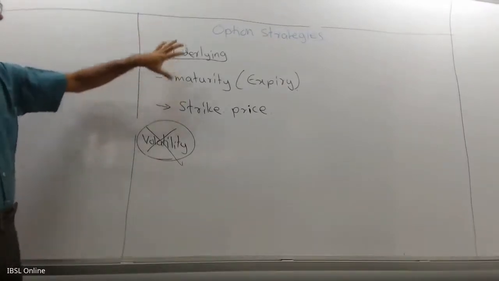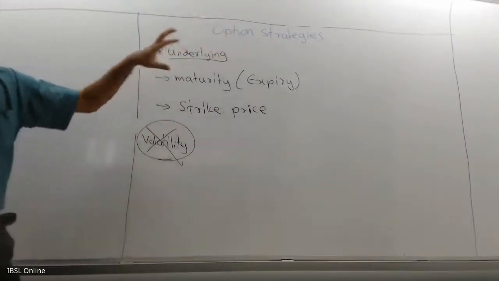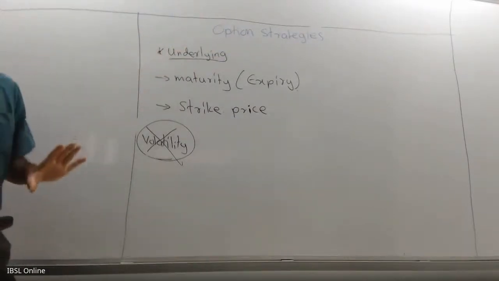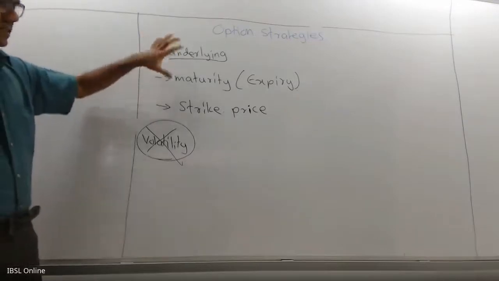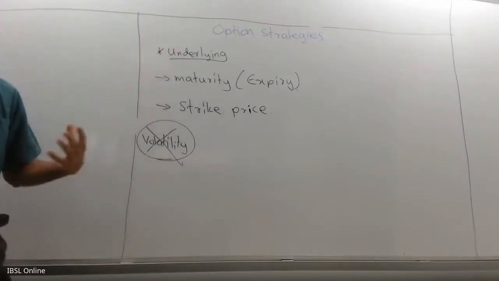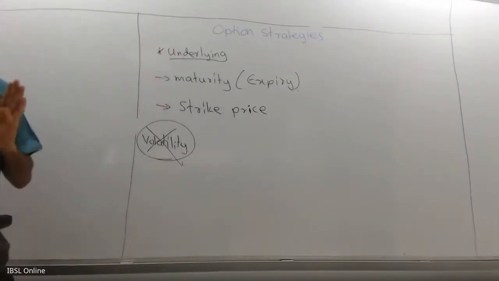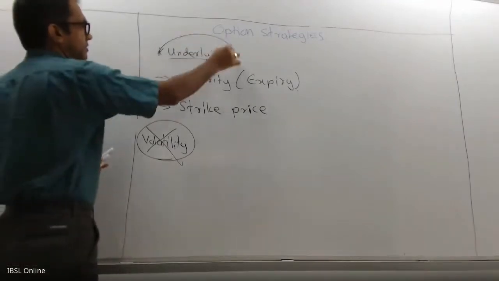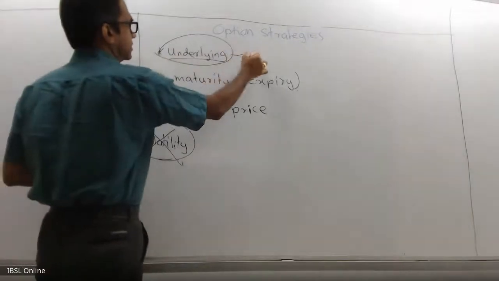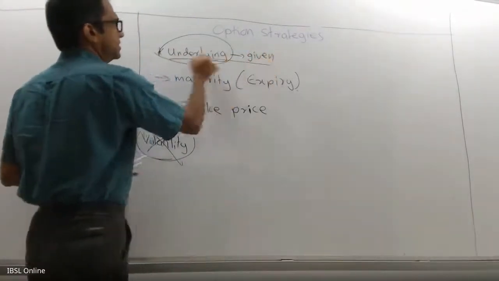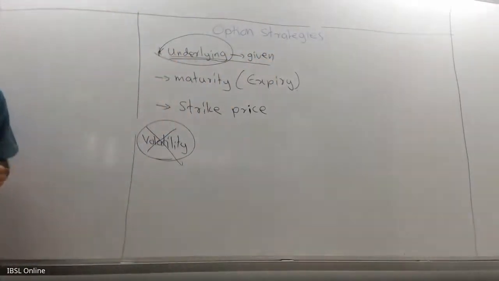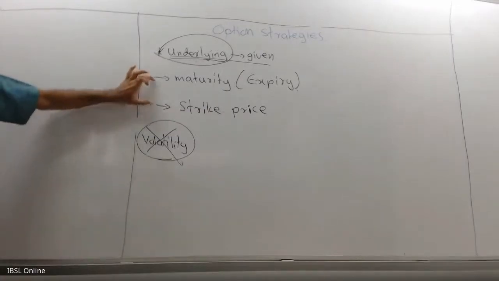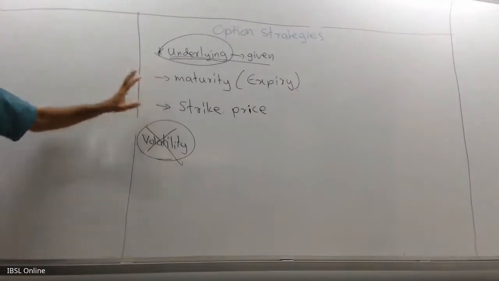So here, option strategy is whether it's a combination or a spread. It's not on two different underlyings, but on the same underlying. So therefore, this is also given. What the underlying is, is given. Then only two variables remain to change.